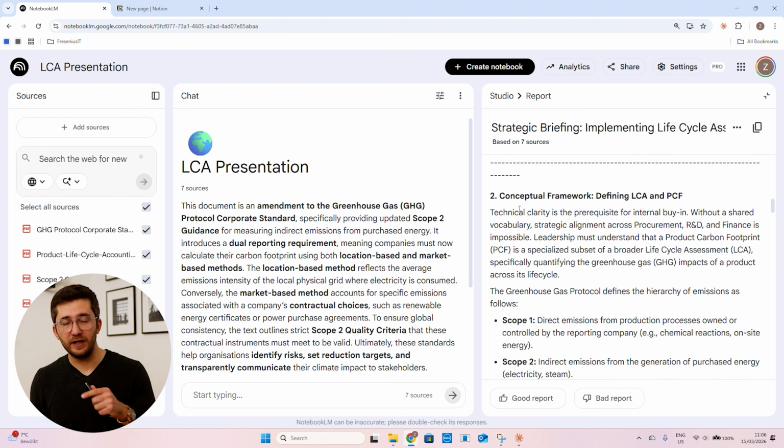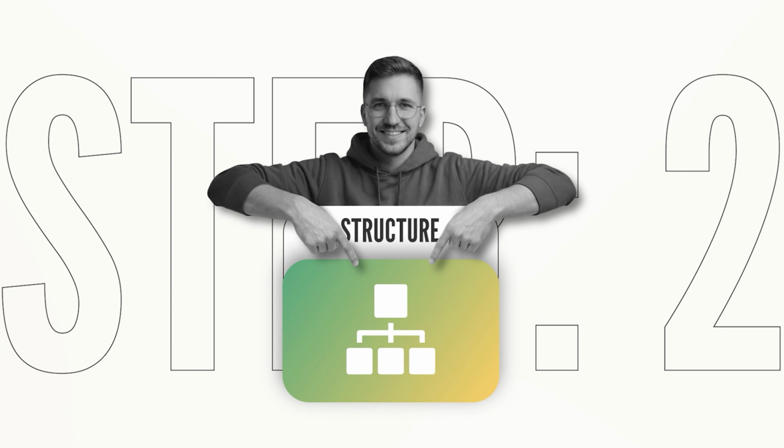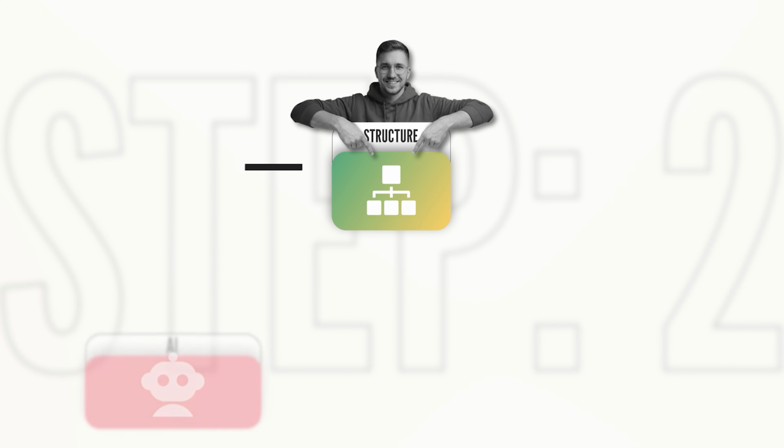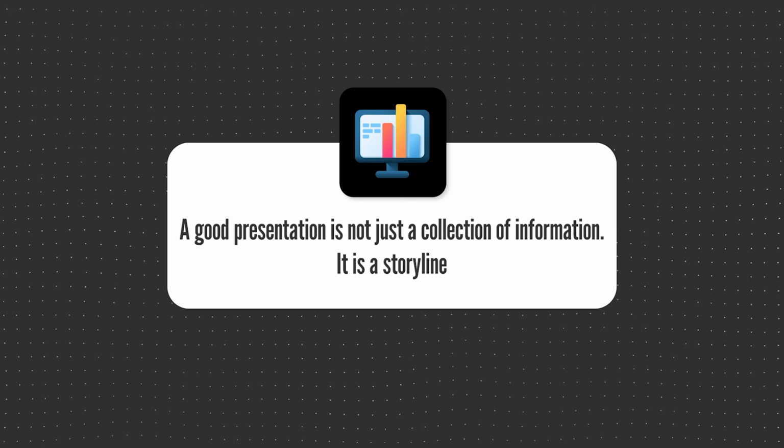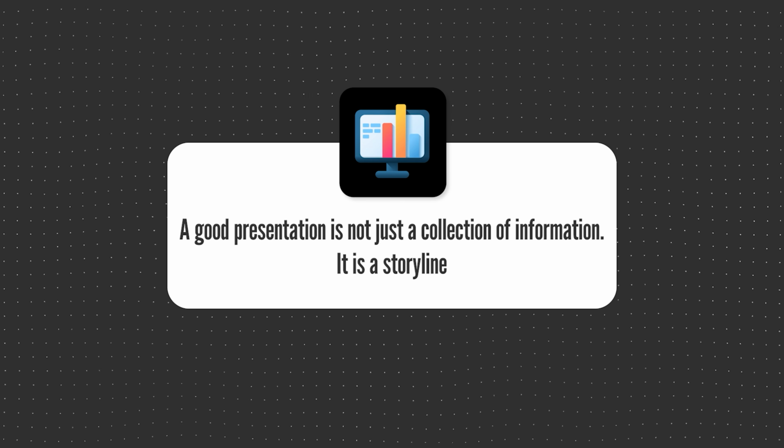The report will feed into step 2. We have our research, we have a solid report. Now, step 2 is structure, and this is where I want to slow down for a second, because this step is not about AI. This step is about you. A good presentation is not just a collection of information, it is a storyline. And that storyline has to answer every single question your stakeholders might have or want to ask before they even ask it. And that's how a good sustainability manager would tackle a presentation.